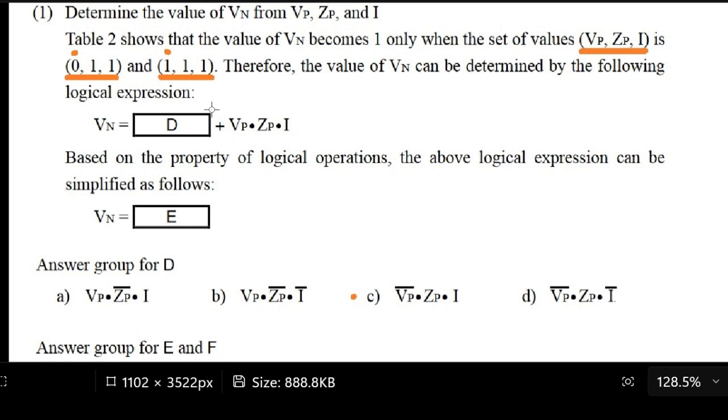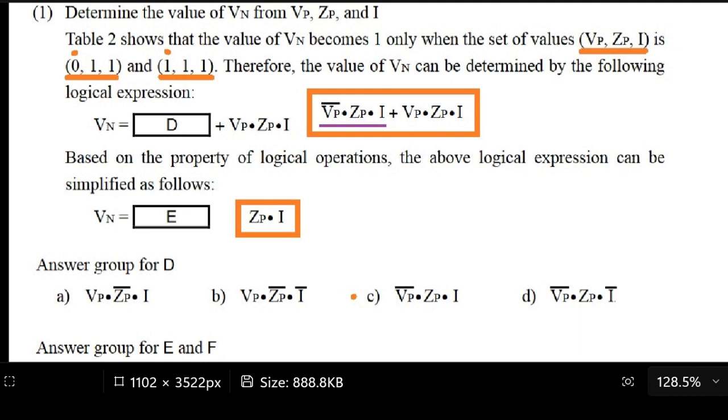This is for the first sub-question, and the second one is asking us that if it's based on the property of logical operations, then the above logical expression can be simplified as follows. Okay, so let me just show you the answers before we do the explanation.